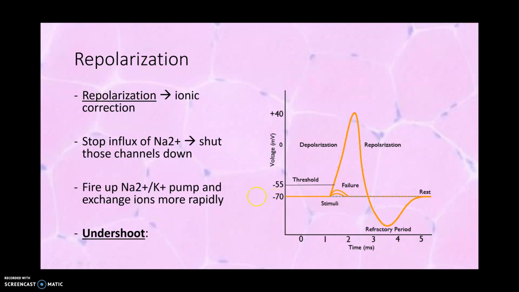So what we're going to do is stop the influx of sodium. We're going to shut those channels down and get rid of a lot of the positivity, which will give us this downstroke. So here we're going to shut off those sodium channels, and now we are not letting any more positivity come in.